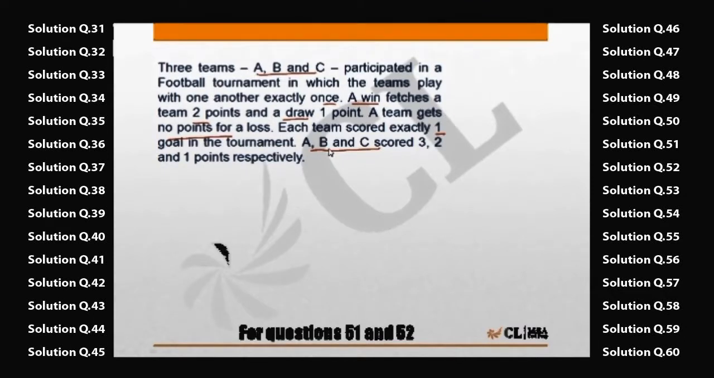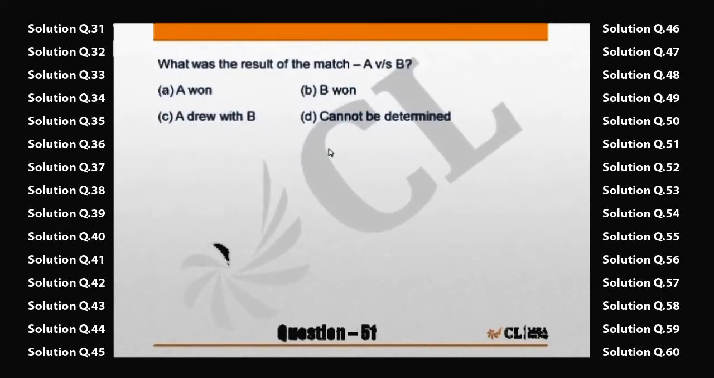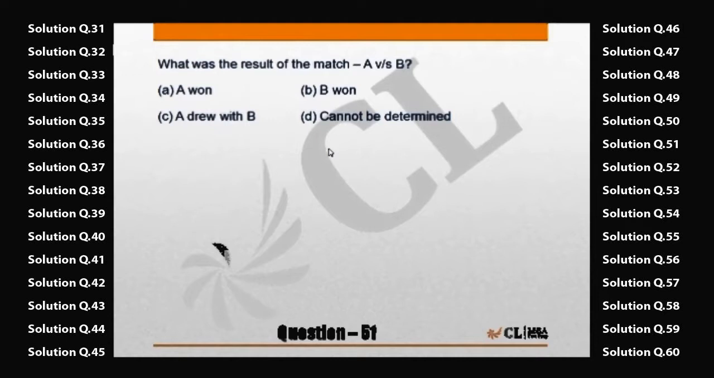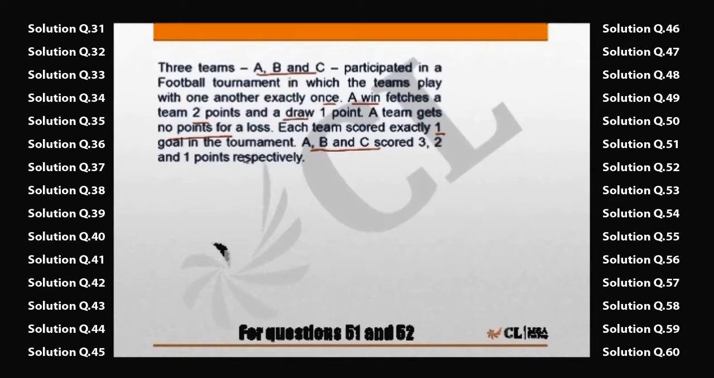Let's quickly look at the questions. Result of match of A versus B. How many goals were scored by C against B? So 2 questions. Okay. Let's get back to the data. Now a win fetches you 2 points, a draw 1 point and a loss 0 points. And A, B, C have scored 3, 2 and 1 points.